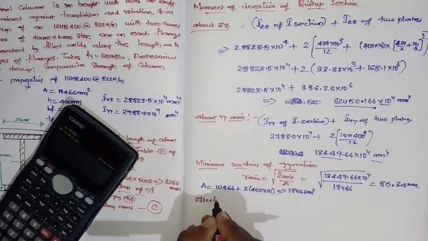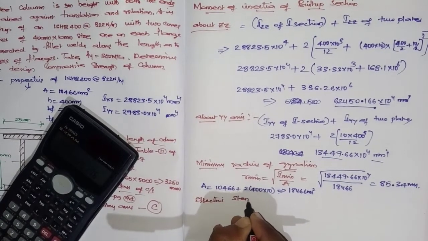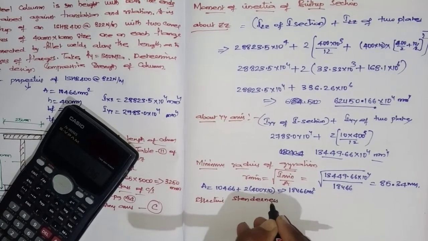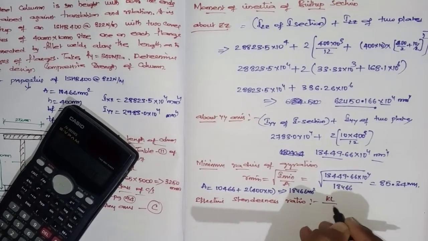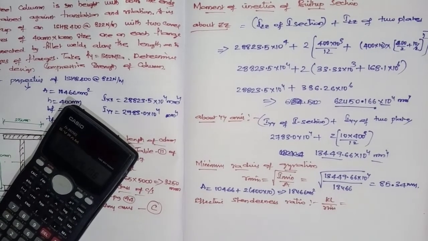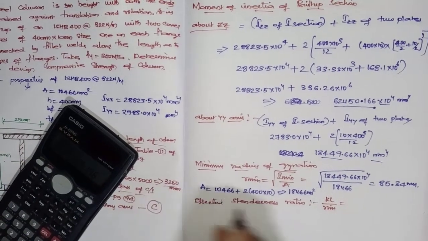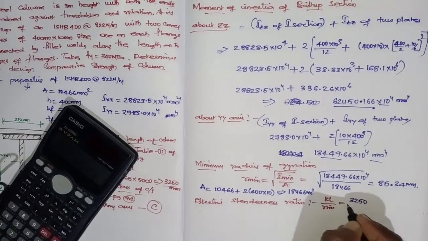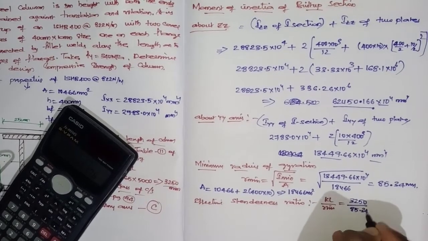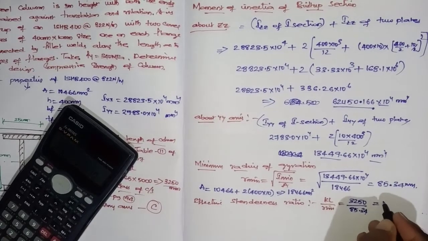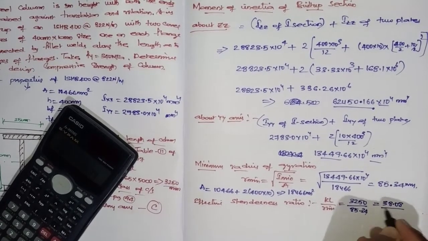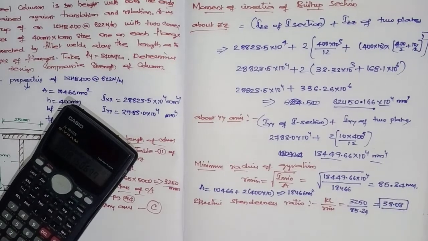Next, now you can calculate the effective slenderness ratio, that is KL by R minimum. What is KL? You calculated here 3250 divided by 85.34. So you are getting 38.08. This is the slenderness ratio, right? Next, we'll calculate the FCD value from table number 9C.